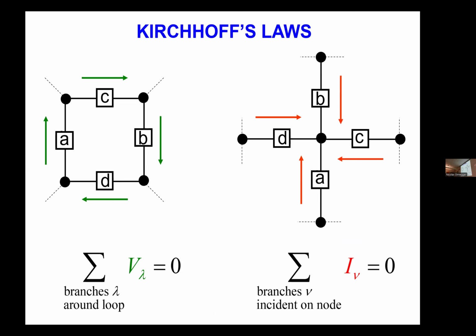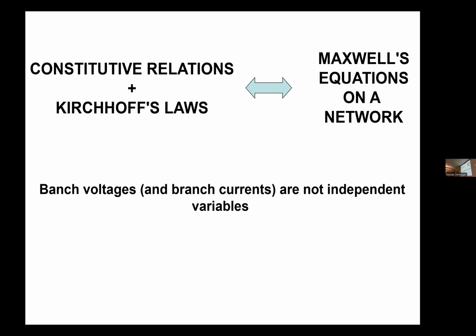The constraints that you have are that around all the loops, the algebraic sum of all the voltages has to be equal to 0. And we have the other Kirchhoff's law, which says that the sum of the currents flowing into branches that are all incident to a node should also sum up to 0. Something that you may not be aware of is that if we take the constitutive relations and add Kirchhoff's laws, that's exactly equal to Maxwell's equations, of course, on a discrete network. So this is absolutely equivalent.